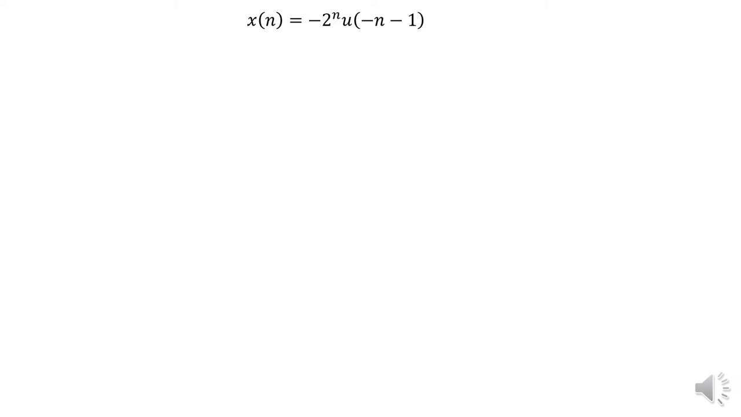So x[n] is equal to minus 2 to the power n, u[minus n minus 1]. First of all, we have to try to find what x[n] is graphically. Before that, you have to remember that in here this is not minus 2 to the power n. The minus is separate: 2 to the power n is multiplied by minus 1. So the minus sign is not part of 2, so n is only for 2, not for minus 2.